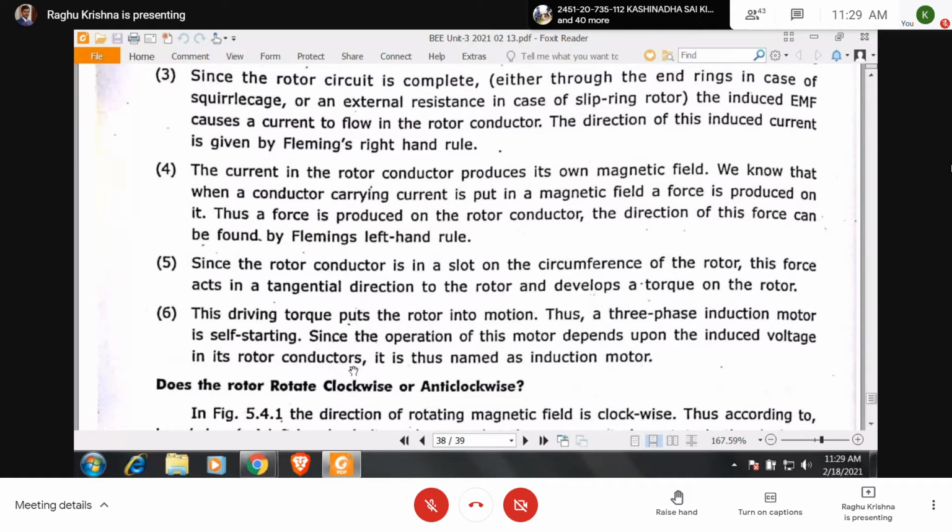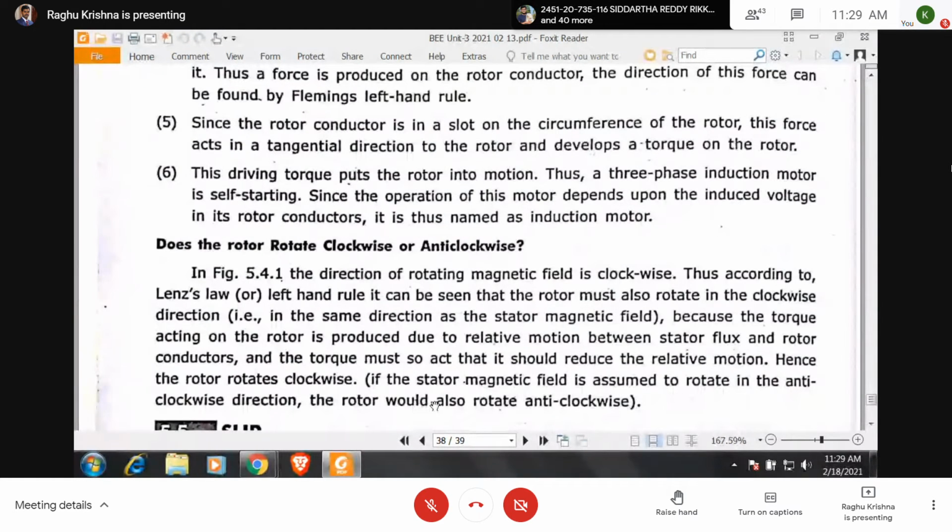Next, we can change the direction of the rotation just by changing the phase sequence.